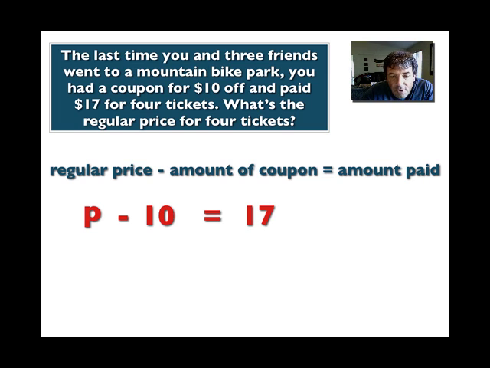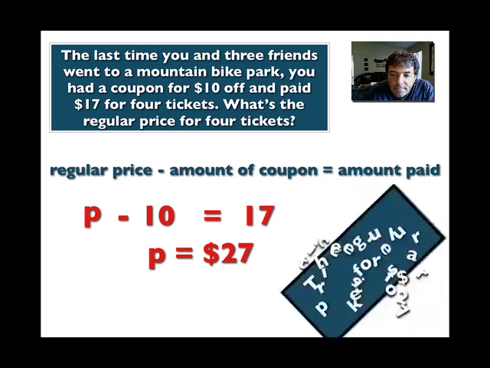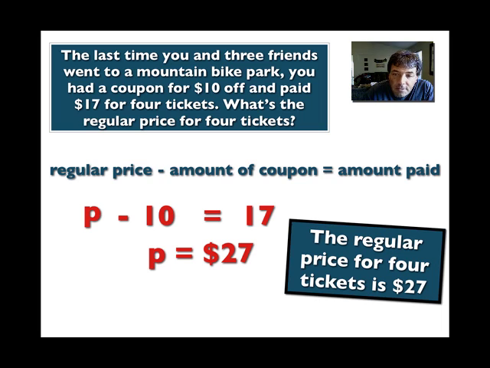And again, you do this in your head. We know that $27, take away 10 is $17. So the regular price for 4 tickets to the mountain bike park would be $27. And again, in this case, the goal wasn't so much to figure out what the number was, but to write the expression. And in this case, the equation was P, the regular price, take away the coupon, gives you the amount that you paid. P minus 10 equals 17.